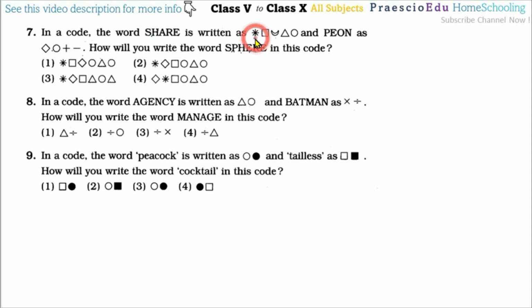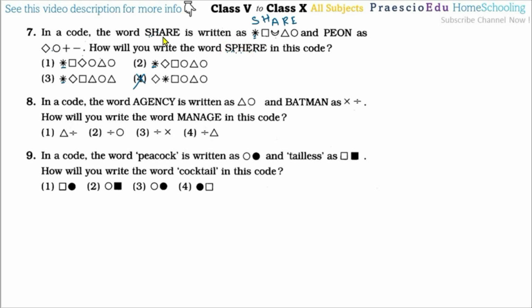So this is for the S, this is for the H, then A, then R, and then E. On this basis, S means this one. So the starting of this symbol should be from this one in options. So option number 4 is incorrect.